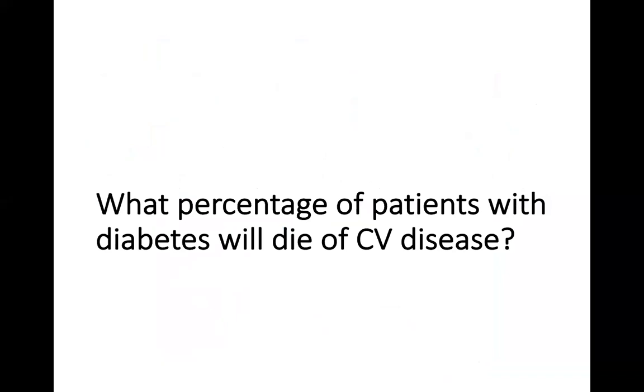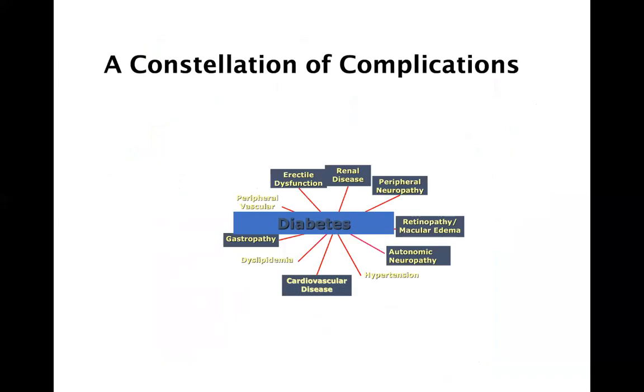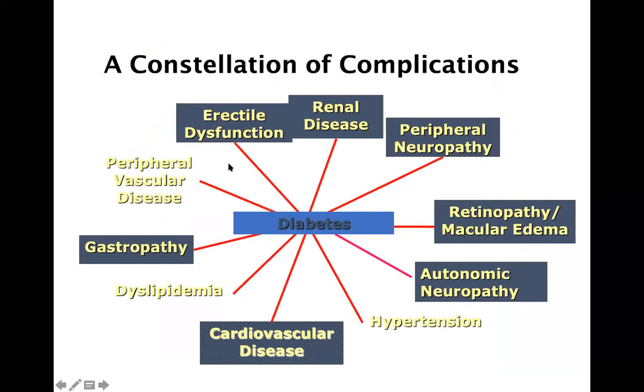Now we move on from the different types of diabetes controlling agents, or glucose lowering agents as we call them, to significant complications of diabetes. What percentage of patients with diabetes will die of cardiovascular disease? So as you know, diabetes results in a constellation of complications. It can result in cardiovascular disease. It is associated with hypertension, dyslipidemia, and peripheral vascular disease.